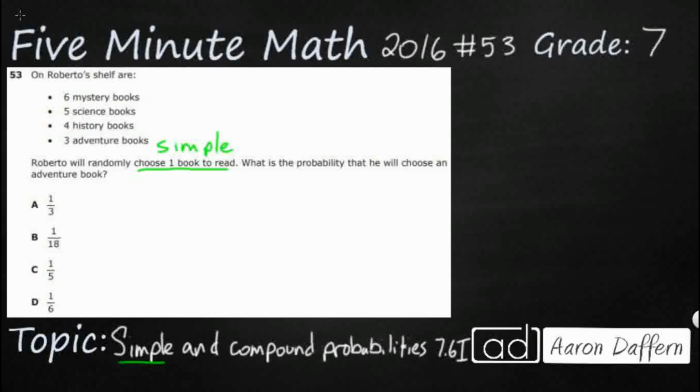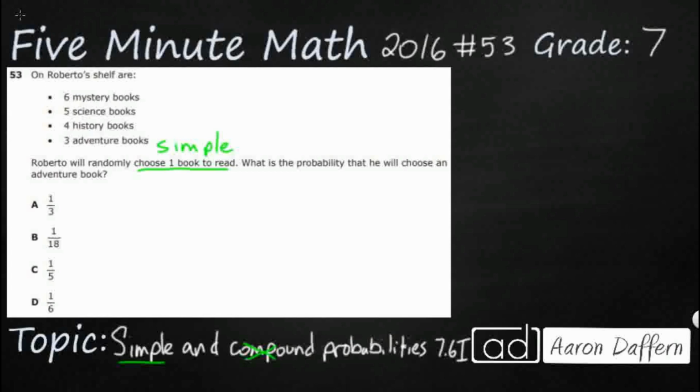If we were needing a compound event, it would be something like this. He randomly chooses one book to read, he puts it back, and then he chooses another book. That would be a compound event. Or the second event doesn't even have to be related to the books. Maybe he chooses a book, and then he rolls a die and he's trying to land on the number 5. What are the chances of him getting a mystery book and rolling a die and landing on the number 5? That's a compound event because it takes more than one simple event and chains them together.